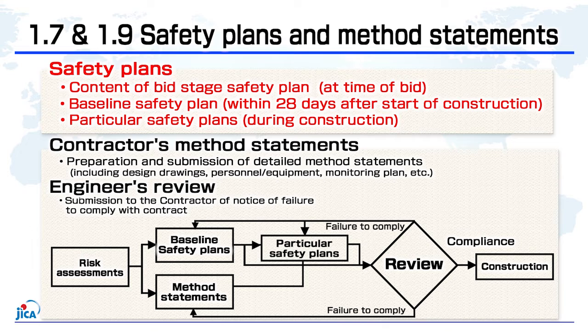Section 1.9 states that the contractor submits to the engineer method statements detailing the construction methods and arrangements for all parts of the construction, including design documents, calculations, personnel and equipment, and inspection and monitoring plans. It also covers the engineer's review of safety plans and method statements, the notification of failure to comply with the project, the resubmission of the contractor's plan, and the commencement of work.